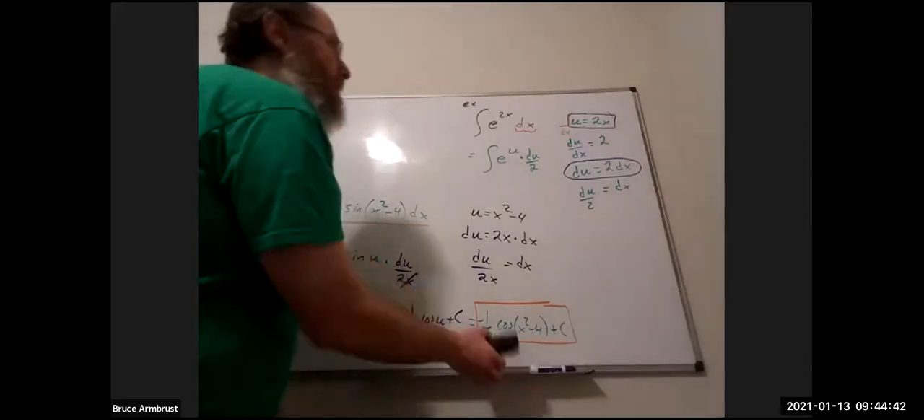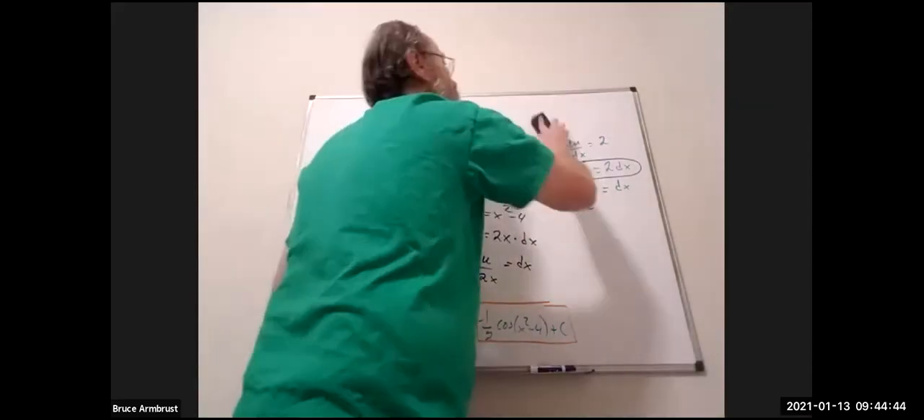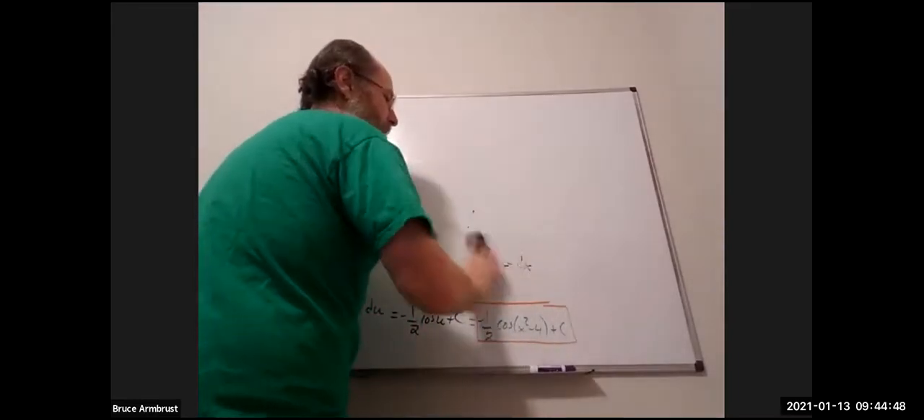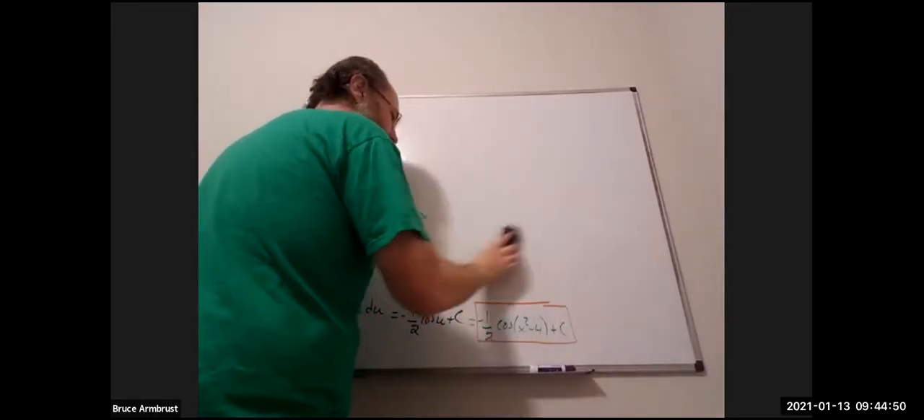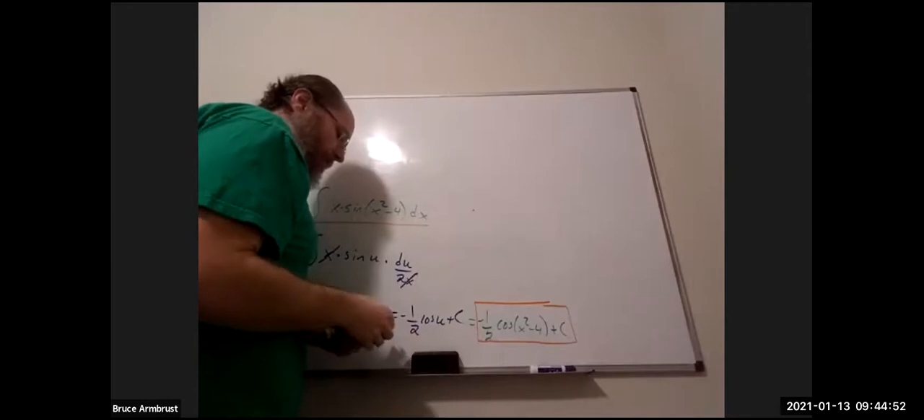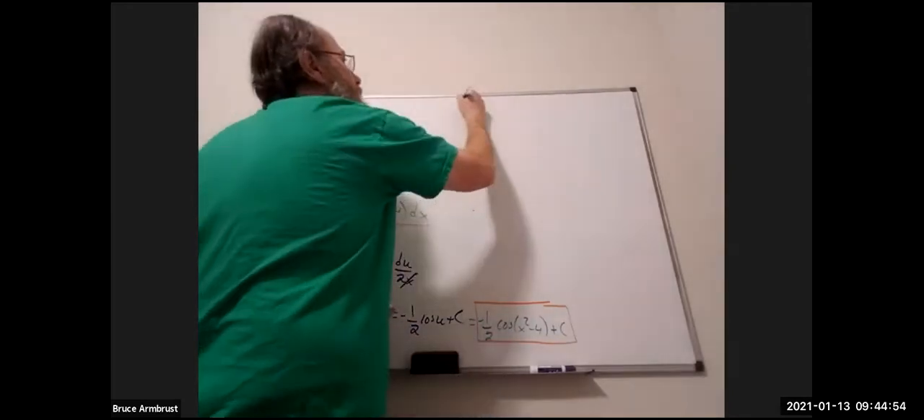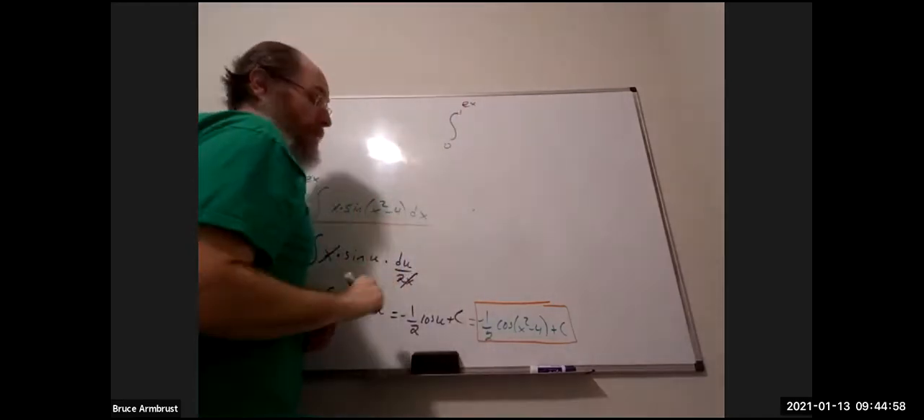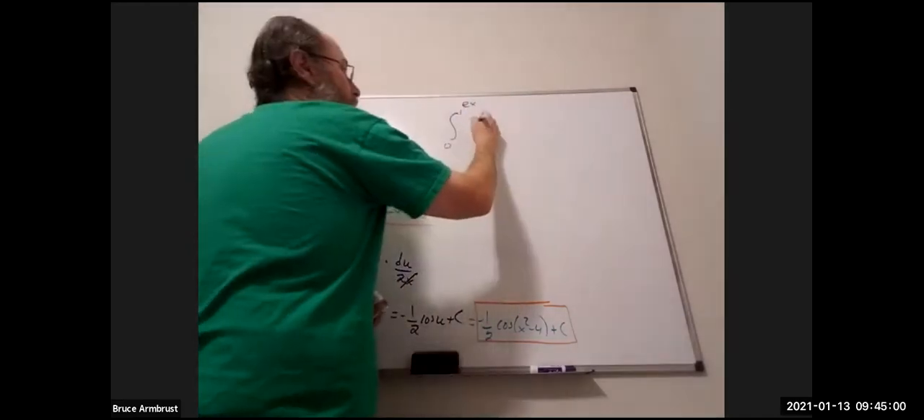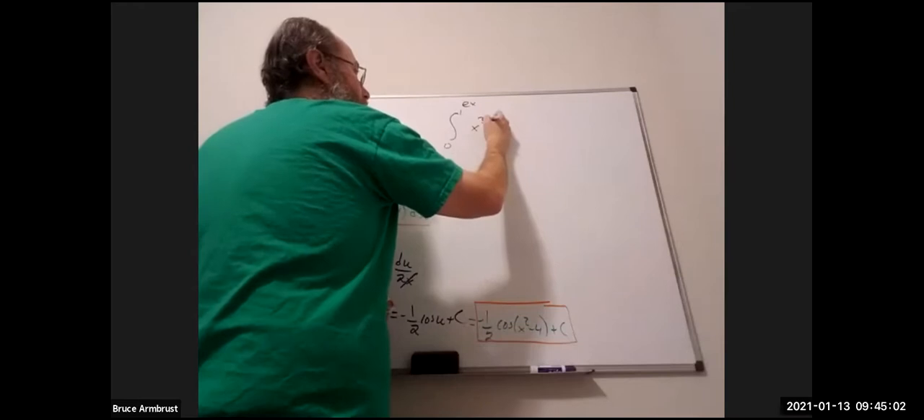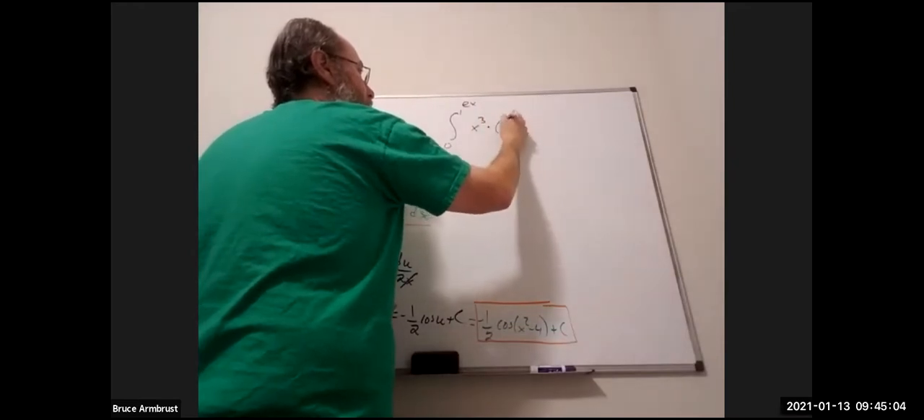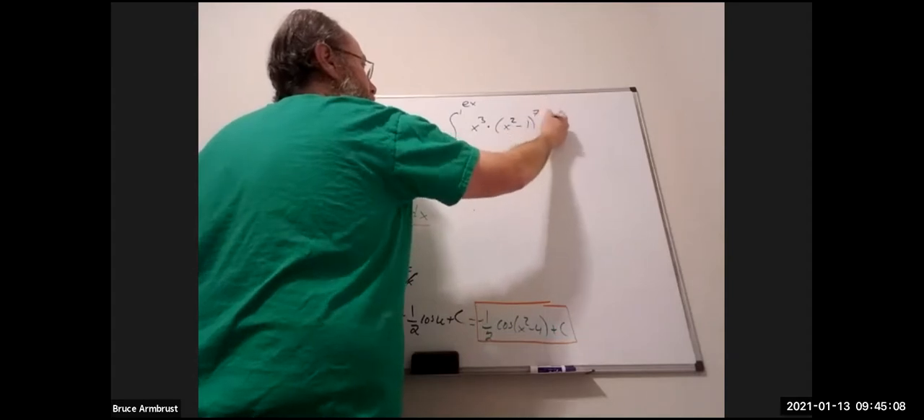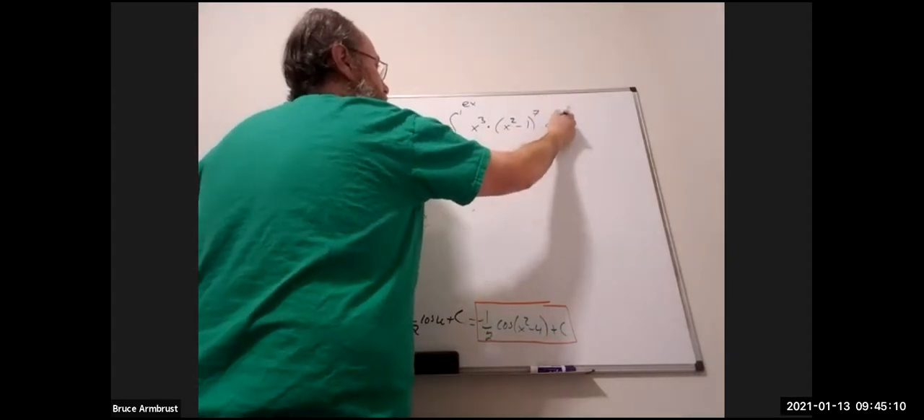So let me show you an example, just so you can see that it's not that big of a deal. Let's say we're going to integrate from 0 to 1, x cubed times x squared minus 1 to the 7th dx.